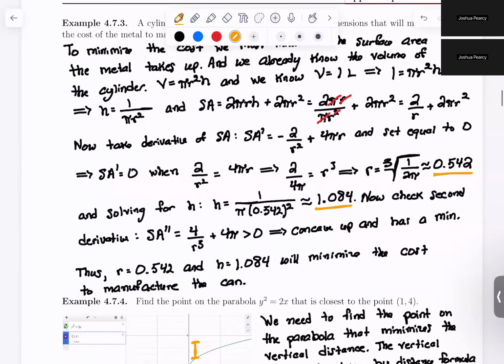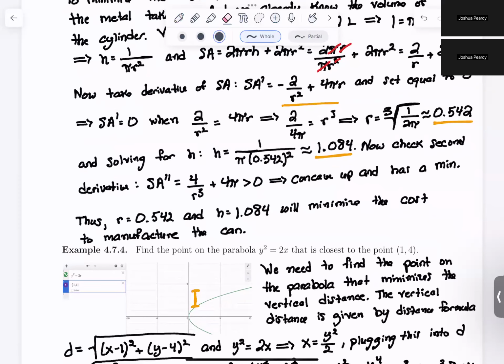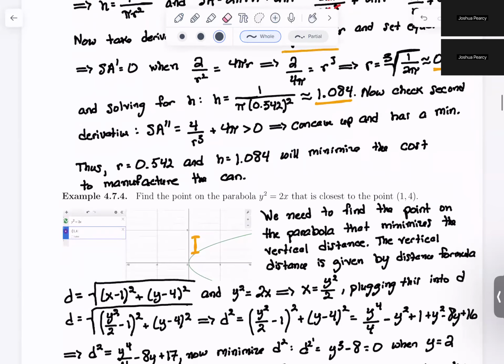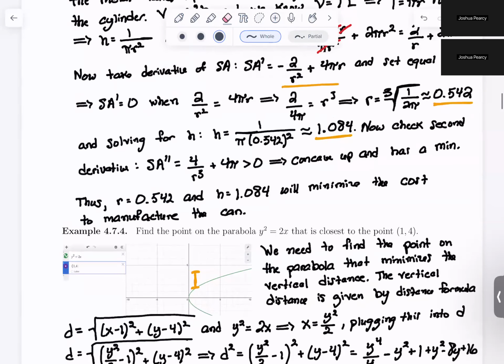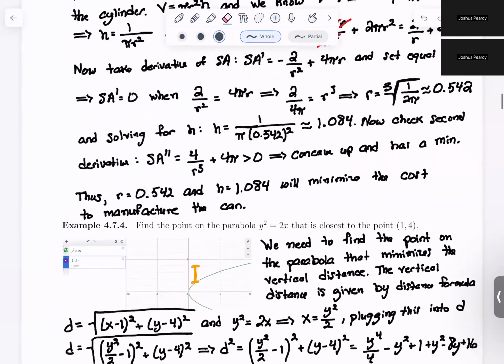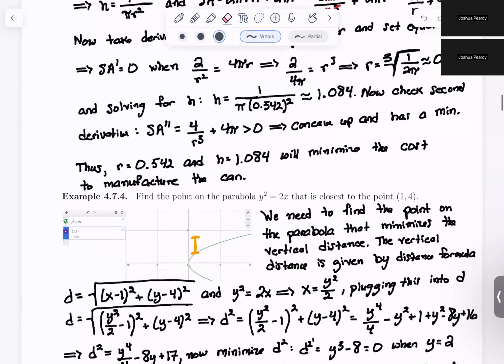So if I check the second derivative, I'm taking the derivative of this function here, right? The derivative of the first derivative is the second derivative, and when I do that, I get 4 over r cubed plus 4 pi. And this is positive because r must be positive, so r cubed is positive. So that means 4 over r cubed plus 4 pi is positive. And since the function is positive, that means the graph is concave up and it does have a minimum. So that implies that r equaling 0.542 and h equaling 1.084 will minimize the cost to manufacture the can.